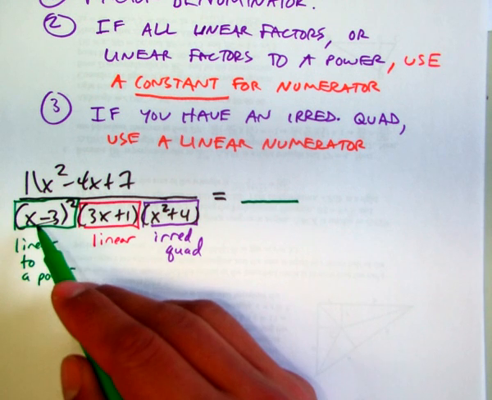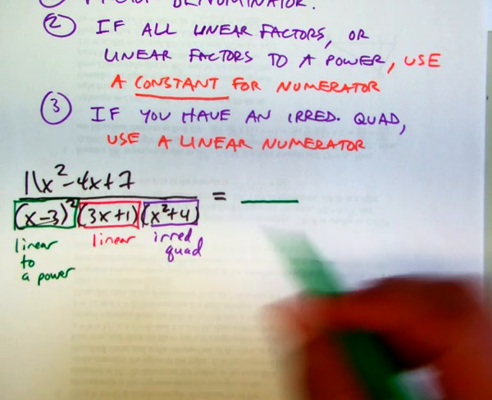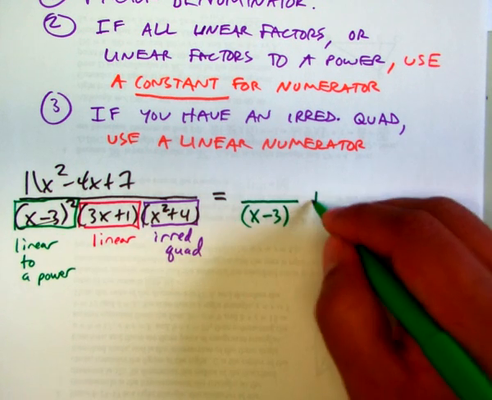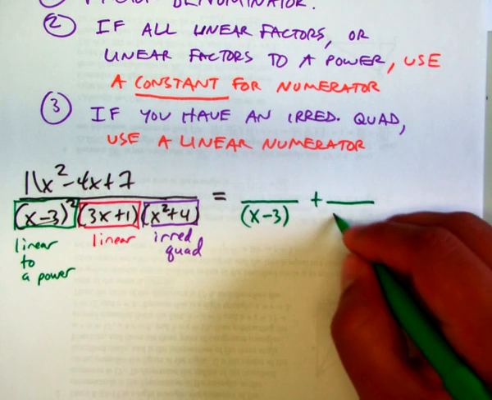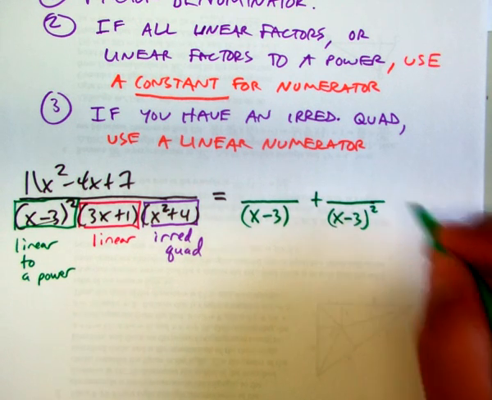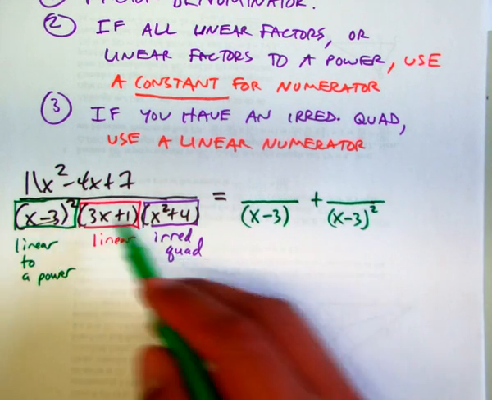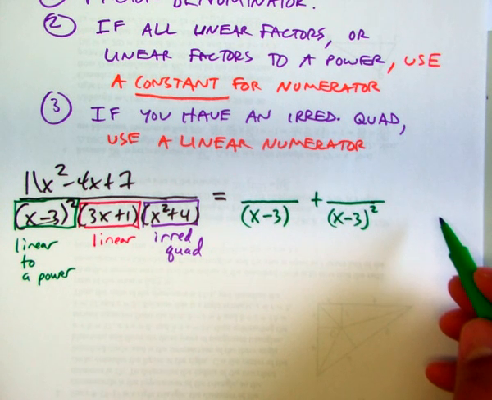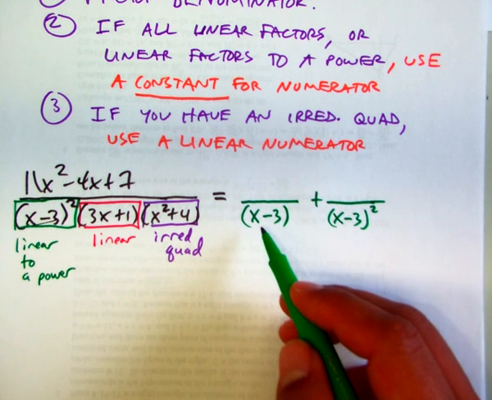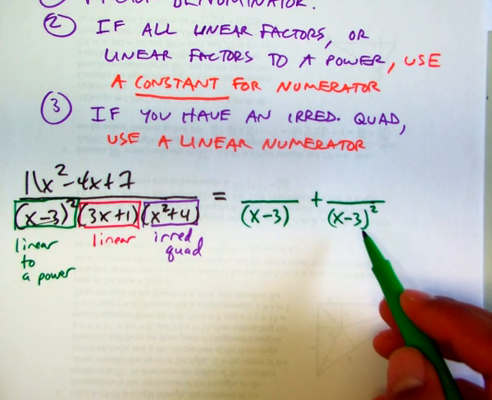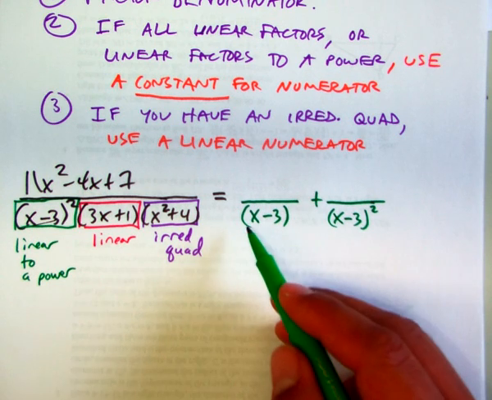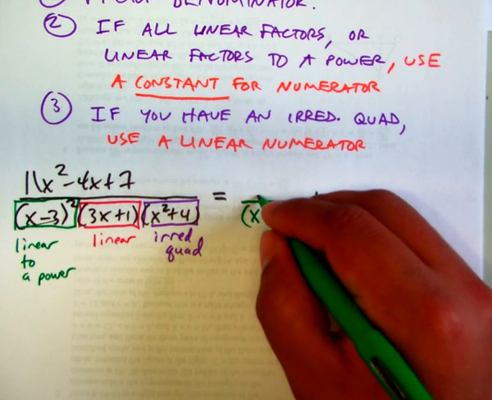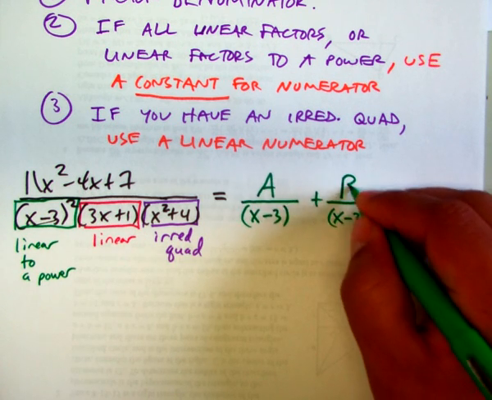So (x minus 3) squared, what you do is you start with just one x minus 3. So x minus 3 to the first. And then you keep adding as many as you need until you reach the exponent. So if it was x minus 3 cubed, I would do x minus 3 squared, and then x minus 3 cubed. Okay? But here I only have to the second power, so I start with x minus 3 and then x minus 3 squared, and now I'm good to go. And since these are linears, or linear to a power, I'm just going to use a constant for the numerator. So I'm going to put in a variable, we'll call it a. There's my constant, and I'll call this one b. All right?